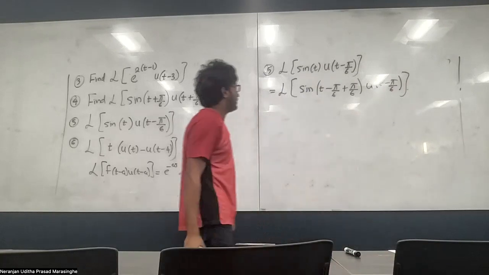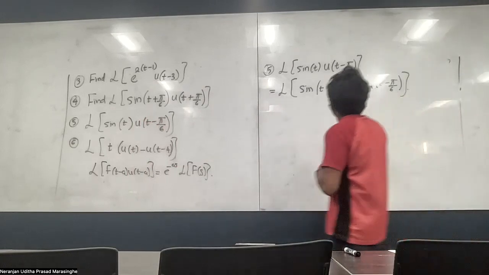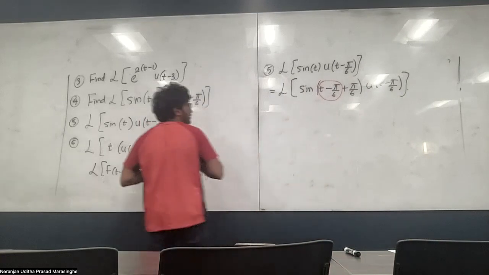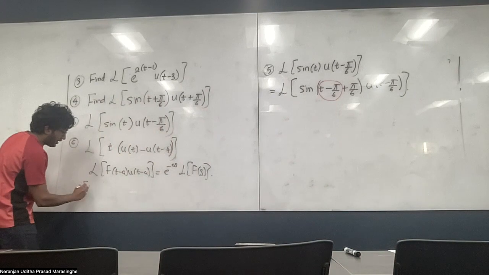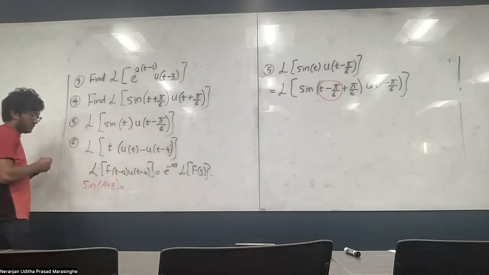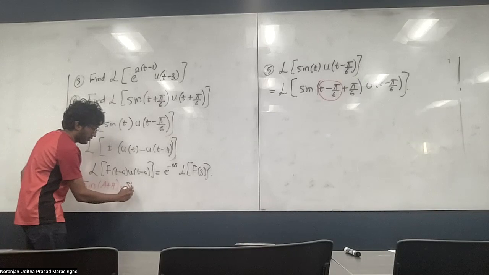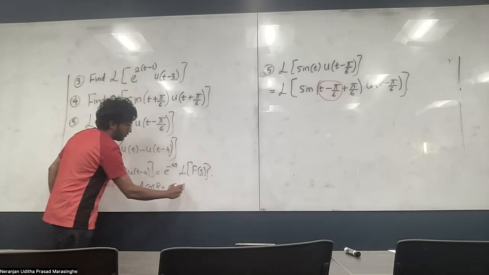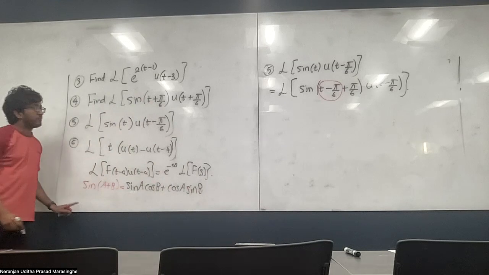times u of t minus pi over 6. Okay, right. Then I would consider this t minus pi over 6 as one number, right? So then I would use this rule. From trigonometry, we know that sine of a plus b. What is sine of a plus b? That is equal to sine a cosine b plus cosine a sine b. Then I would use this rule.